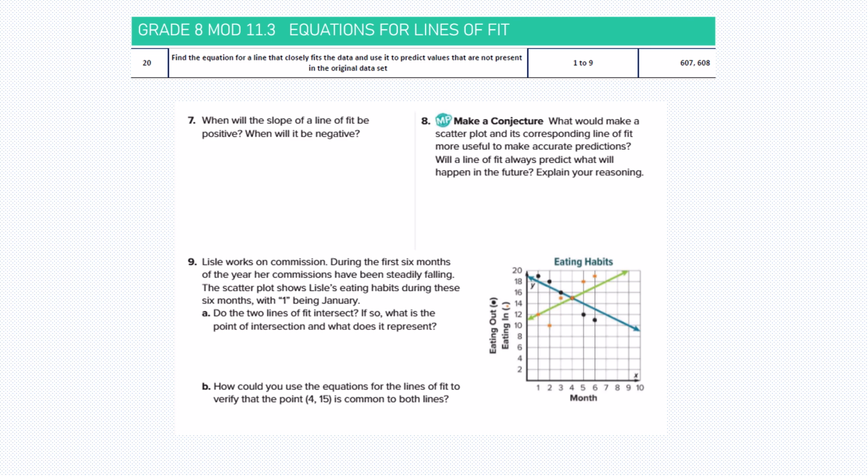Number 7, when will the slope of a line fit be positive and when will it be negative? We know that this is when you use your values of x and y increasing and decreasing. When x is increasing and y is increasing, then it would be positive. It will be negative when we have y decreasing and x increasing.